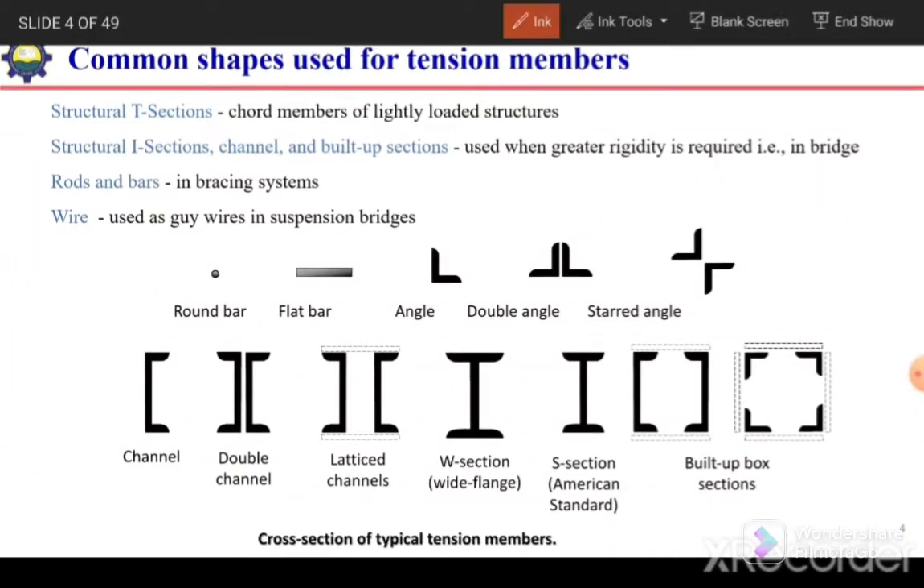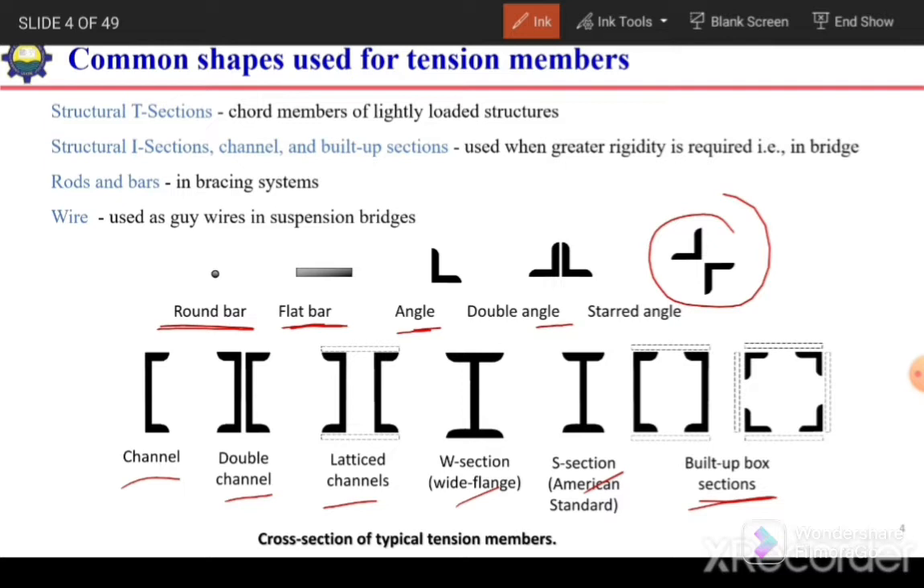Okay, next is common shapes used for tension members. So many shapes can be used for tension members. Out of these, the most common are round bars. So we can use this round bar or wire as a tension member. We can use flat bar. We can use angle, single angle or double angle. We can also use the double angle in this shape. Channel section or double channel section, lattice channel section, W section, I section or S section, and built up box section.